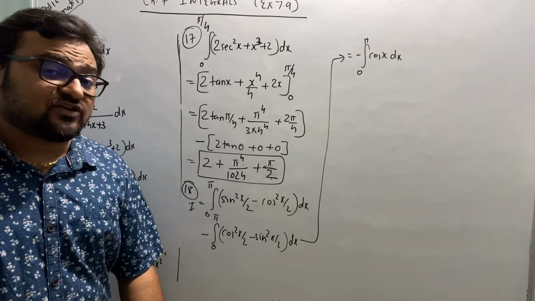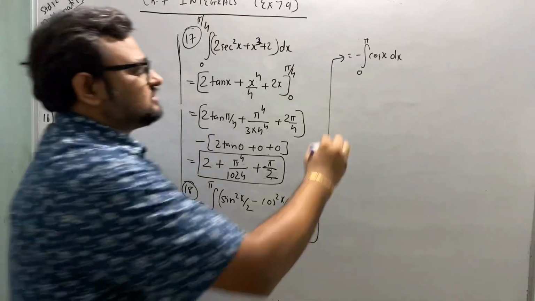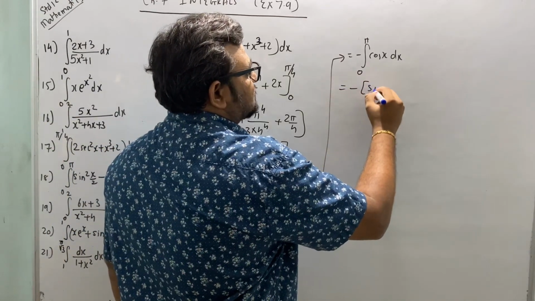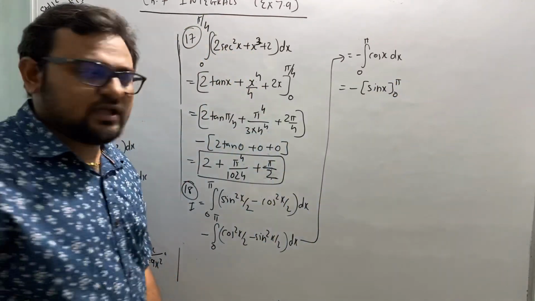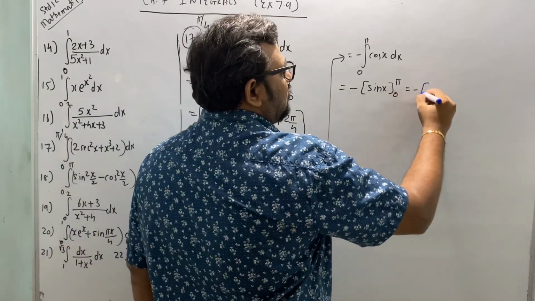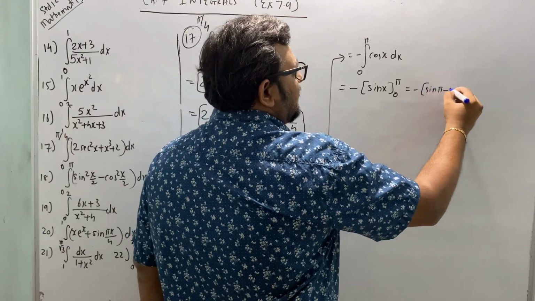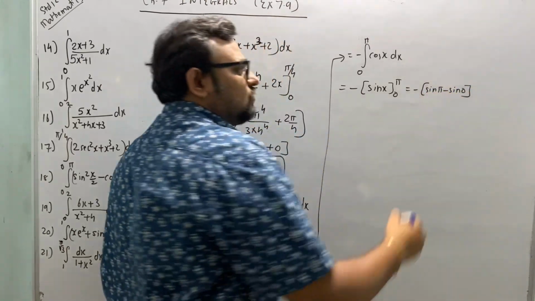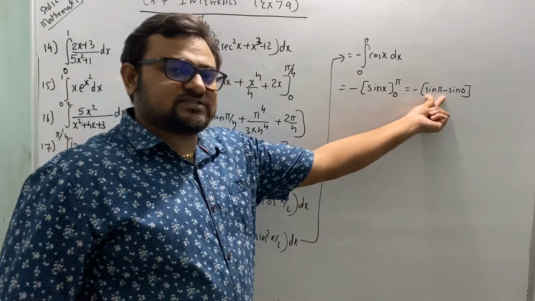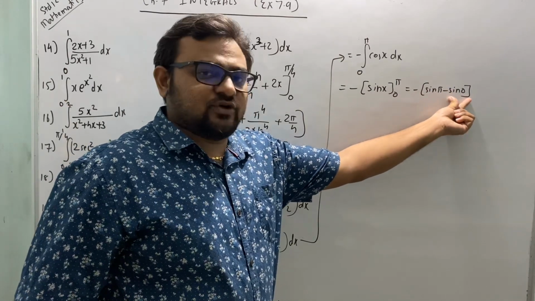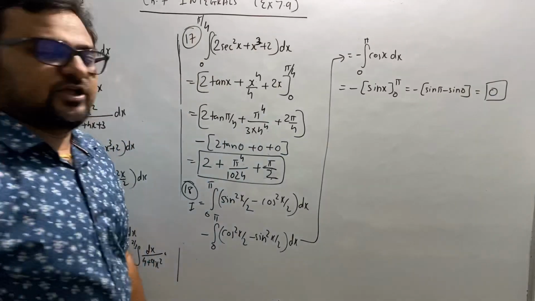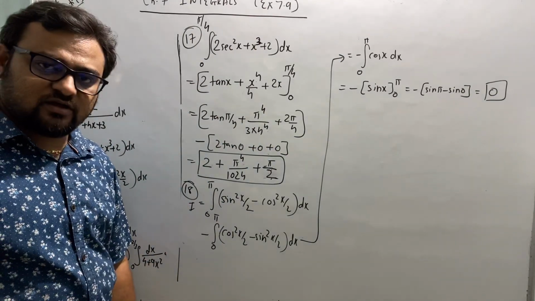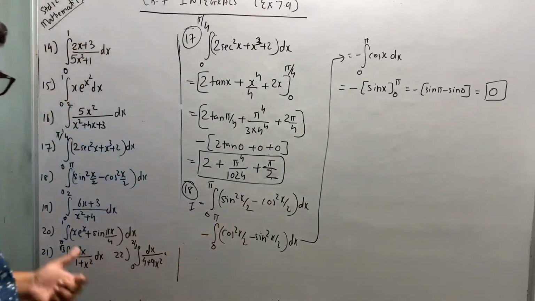What is the integration of cos x? Sin x, minus sin x from 0 to pi. I'll just put the value: sin pi minus sin 0. The value of sin pi is 0 and value of sin 0 is 0. So the answer will be equal to 0. Clear? Okay. And let's go to the next one.